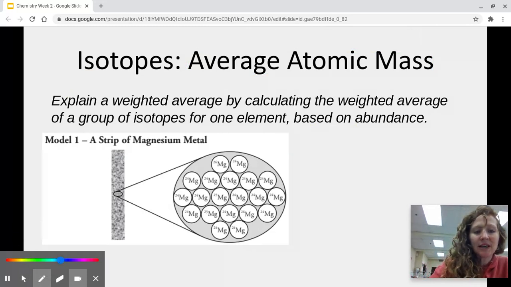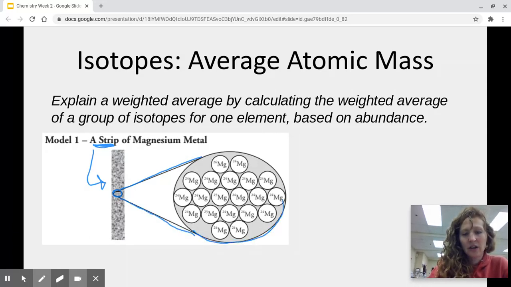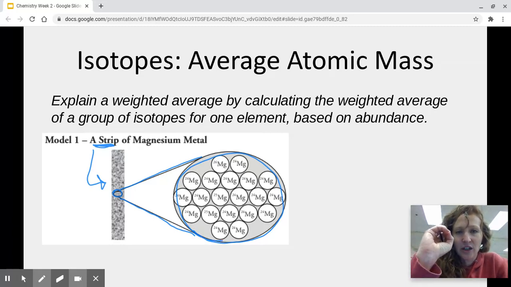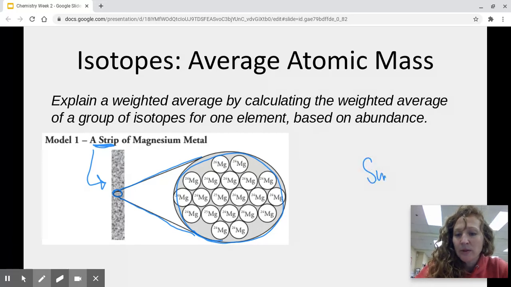Okay, so to start looking at this concept of average atomic mass, we're going to look at magnesium. Here we have a picture of a strip of magnesium metal, and they've taken a piece of that magnesium metal and blown it up. It's almost like this little piece is magnified, and these are all the magnesium atoms that make up that little section of the magnesium strip of metal. So I want you to look at this. Another reminder here, when you're looking at the symbol of an isotope, you're going to see the symbol.